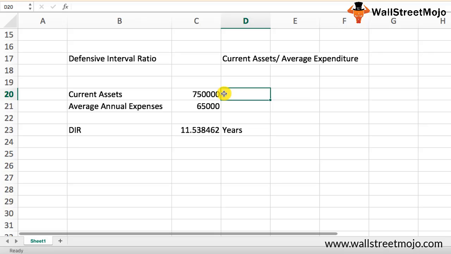I will be able to exhaust the entire pocket money in 10 days, right? This is called the defensive interval ratio. From a company's perspective, the $500 is nothing but the current assets, the assets which the company currently has and can use. And $50 is basically the annual or monthly expenses of the company, which the company needs to pay, right?